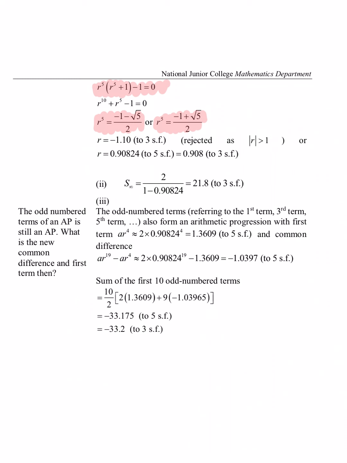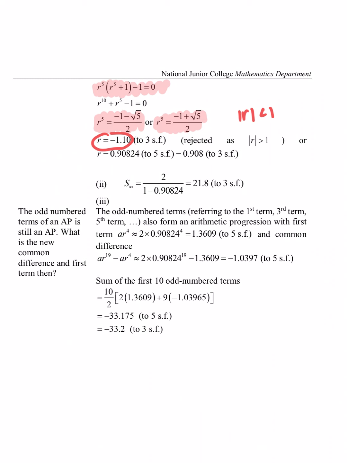Now we have to reject R is equal to negative 1.1. For what reason? Because we know that mod R must be smaller than 1. So there's only one answer, R is equal to 0.908. Now for part 2, I leave it to you to read on your own because it's just a simple application of the formula. Let's go on to part 3.